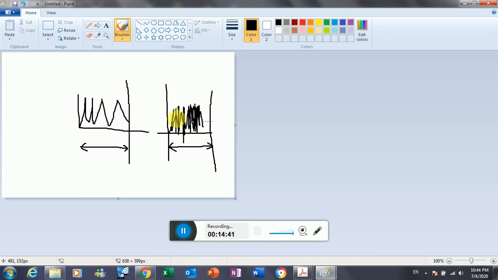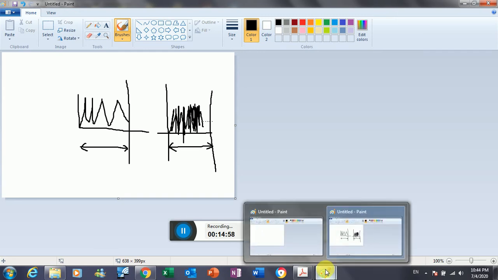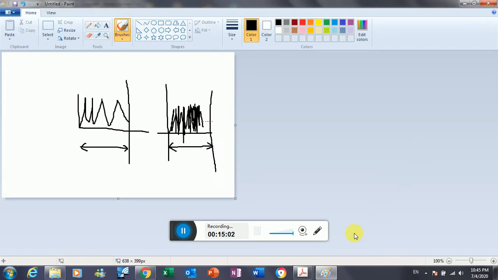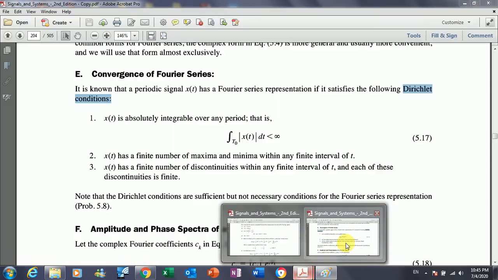Right? So this signal has infinite number of minima and maxima in this finite duration. So this signal does not satisfy Dirichlet condition.